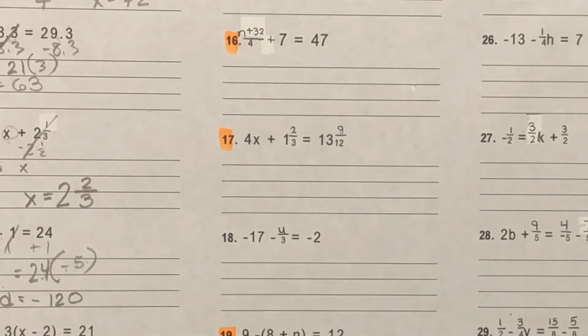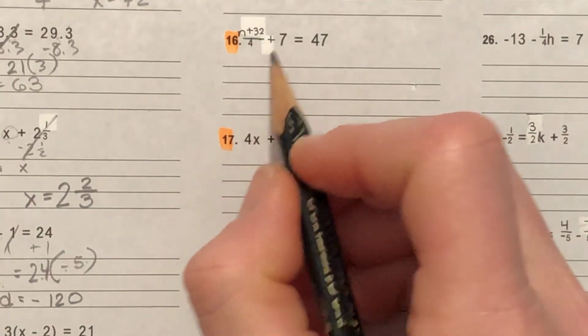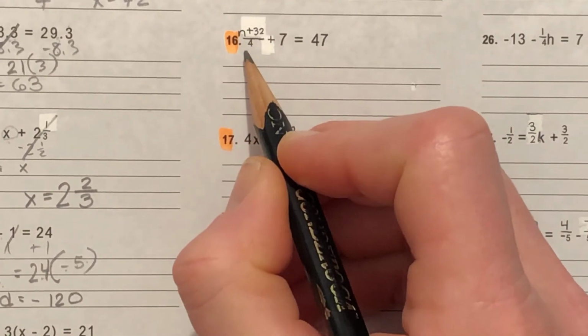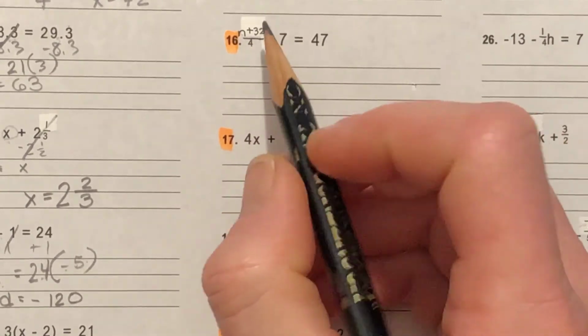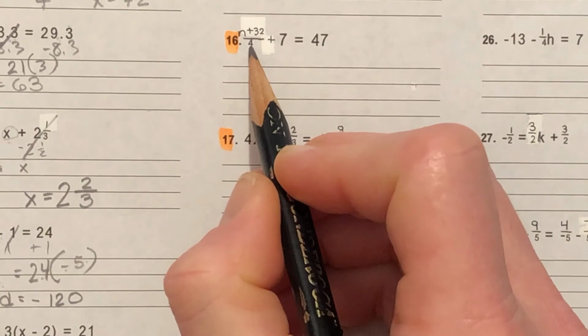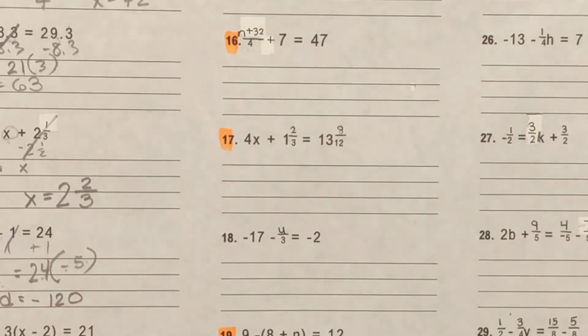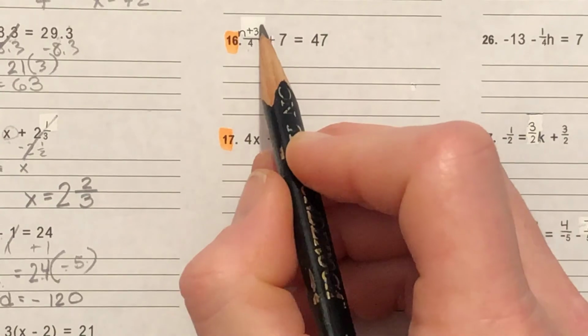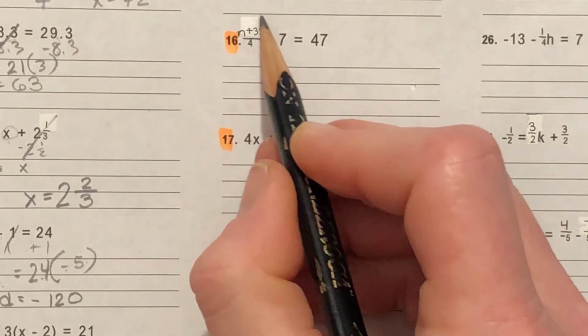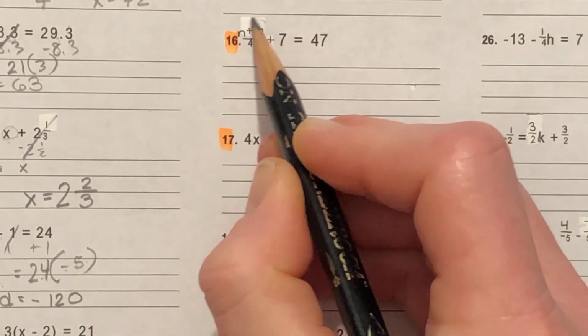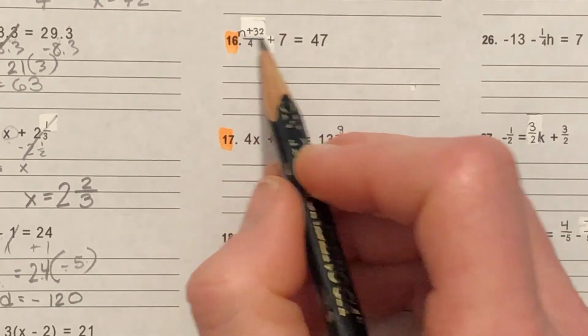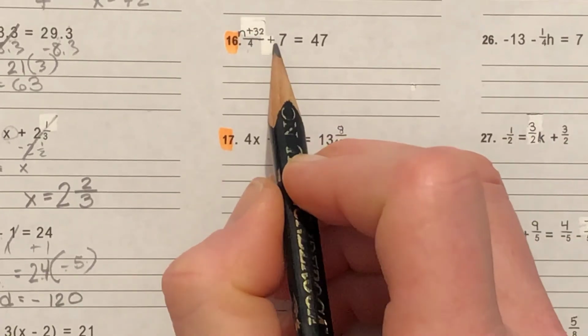All right, so number 16. I have a fraction with a variable in it. So the first thing I want to do is get rid of that divided by 4. First thing. Right? No? I can't do that yet? Why not? This is kind of like my variable term right now. And I just need to not do anything to it at all until I first get rid of that.